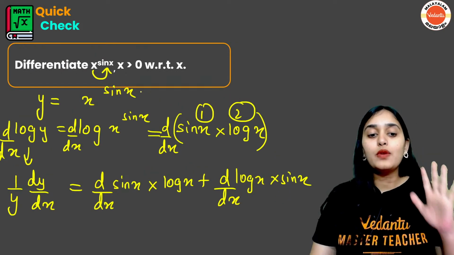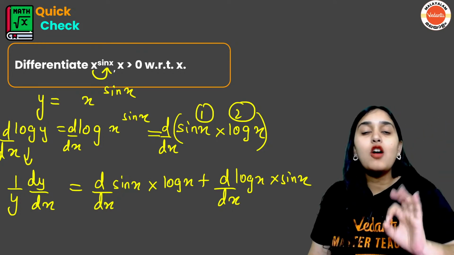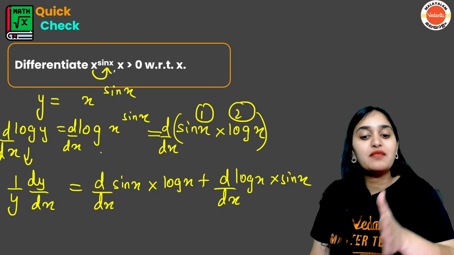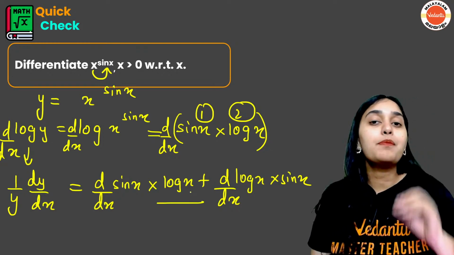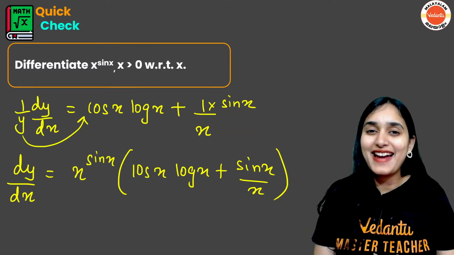So what we are doing here, step number 1, we apply log on both the sides. Step number 2, we differentiate both the sides. We apply product rule if there is a product of two functions, and then we differentiate it like that.